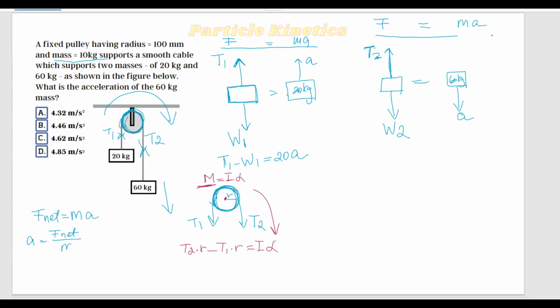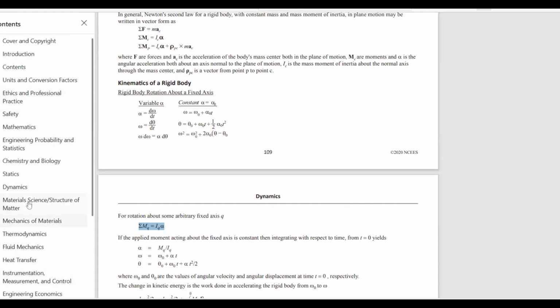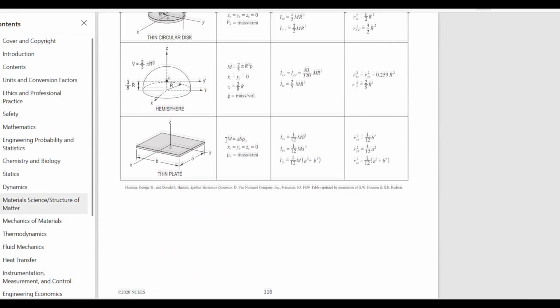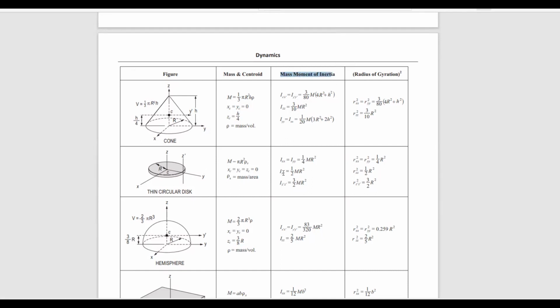Let's see, what is the mass moment of inertia of this pulley? You can find out by going to the dynamics all the way at the end. I'm going to go to materials, and if you go up a little bit, this is dynamics. We have a thin circular disc. This is the shape of our pulley. And the mass moment of inertia is going to be equal to 1 over 2 multiplied by mr squared.